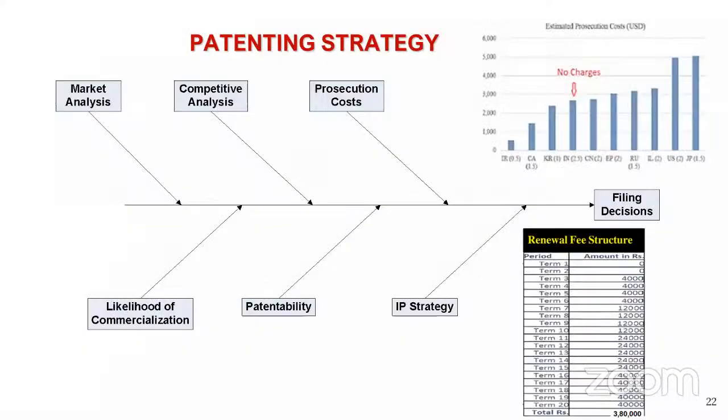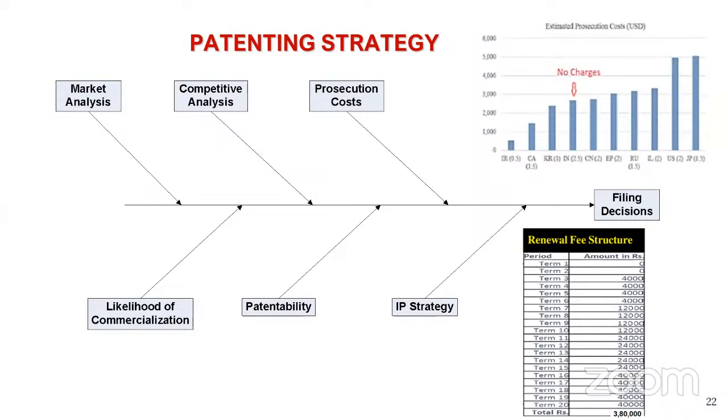So in the patenting strategy, we have to think about the market analysis. We have to think about the competition analysis. We have to think about the prosecution cost also, and we have to think about the commercialization, patentability, and the IP strategy. In the prosecution cost, as you can see, in India, there is no charge for the prosecution, but in European countries, US, or in Japan, the prosecution cost is very, very high. It costs around $5,000 for the prosecution cost.